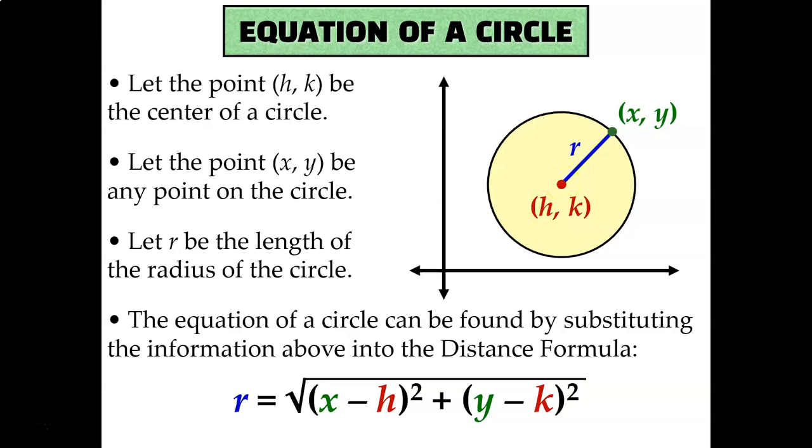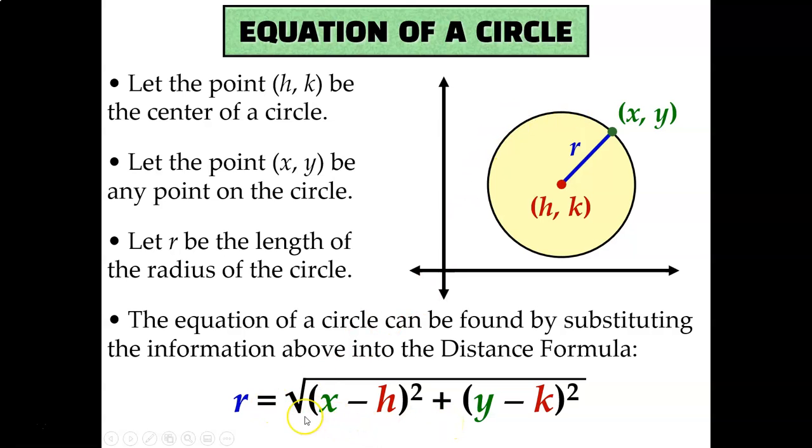So we could calculate that distance using the distance formula. The distance between the center (h, k) and any point on the circle (x, y) would be given by this formula. r equals the square root of (x2 minus x1) squared plus (y2 minus y1) squared. So really the equation of a circle is actually just the distance formula, because all of the points on that circle are the same distance from the center, so we can give that distance by using the distance formula.